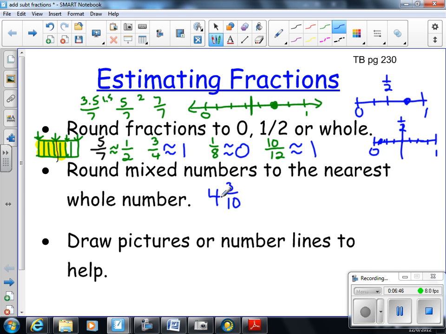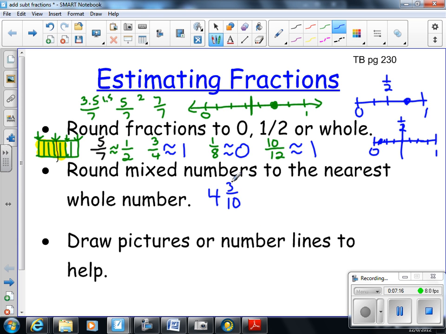Okay, now this one, you just look at the fraction part and ask yourself, is 3/10 going to be closer to 0, a half, or whole? But this time it's not really a 0, it is 4 on the number line. So you're going between 4 and 5. Is it going to stay a 4 or is it going to go a 5? You don't need to go 4 1/2. The only time you use that half is if it's just a plain fraction, what you call a proper fraction.